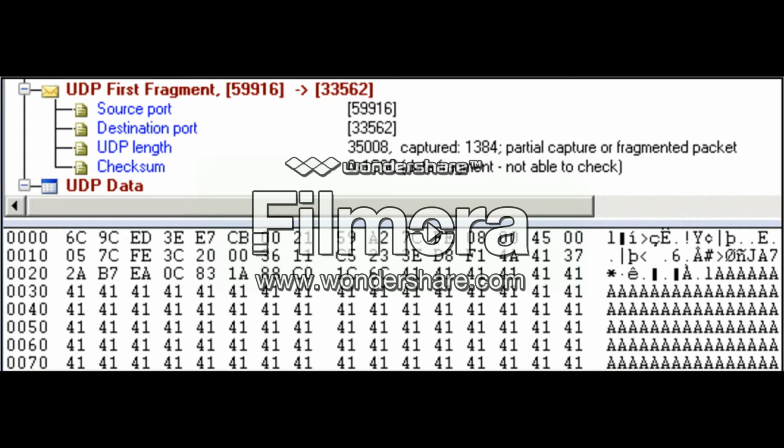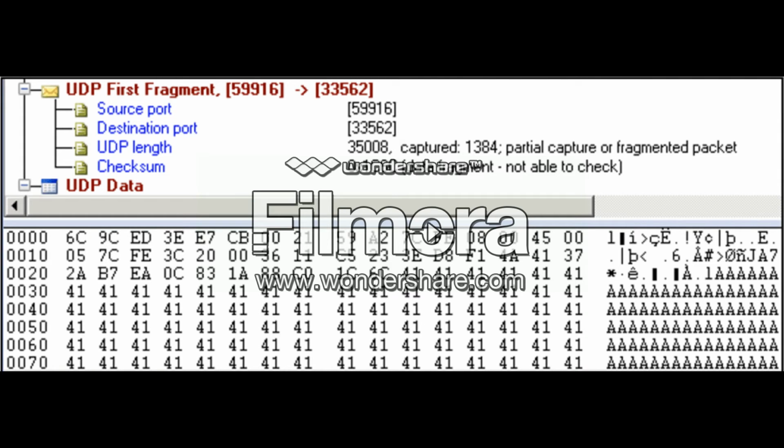Another method is the fragmentation attack. Now, this method sends a flood of TCP or UDP fragments to the victim, overwhelming the victim's ability to reassemble the streams and severely reducing performance, making it unusable.